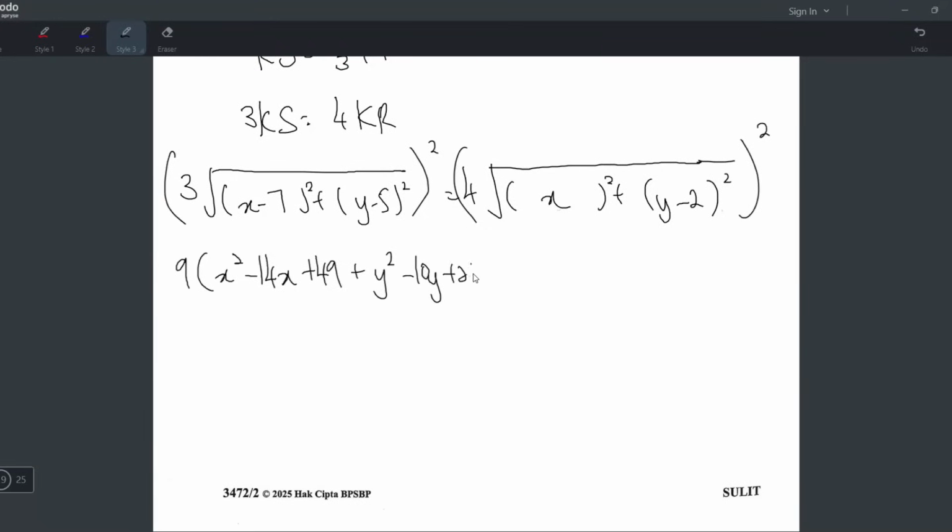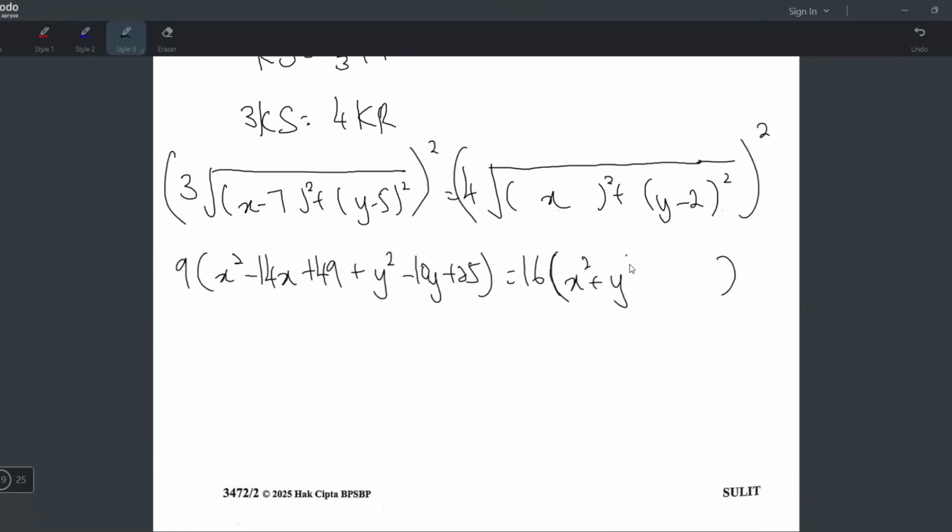And then negative 5 square plus 25. Same thing here, 4 square, 16. Okay, this one is just x square. So just write x square, but make sure there's a bracket here. If no bracket, then wrongly. Because if you don't put bracket, you will think that only x square saja yang darab 16. Then it's wrong. Actually, everyone inside also have to times 16.